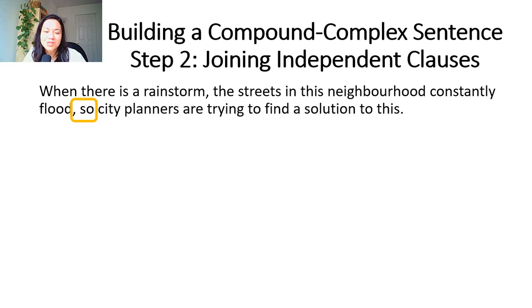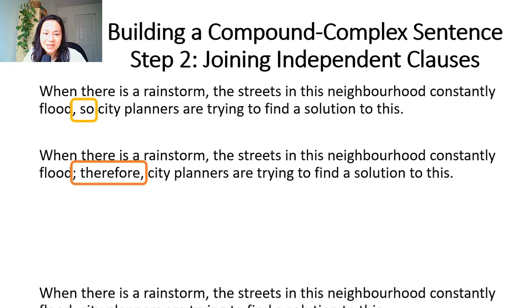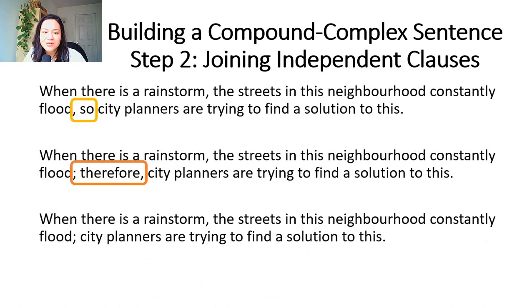We can also join them together using a semicolon and a conjunctive adverb and a comma to show a result. When there is a rainstorm, the streets in this neighborhood constantly flood. Therefore, city planners are trying to find a solution to this. And we can also join the two independent clauses together simply using a semicolon. When there is a rainstorm, the streets in the neighborhood constantly flood; city planners are trying to find a solution to this. But remember that you can only use this method if the two sentences have a clear and close relationship.